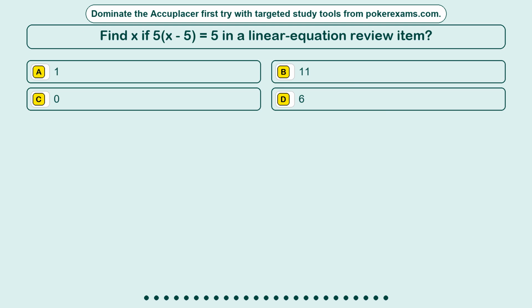Question 7. Find x if 5(x - 5) equals 5 in a linear equation review item. Option A, 1. Option B, 11. Option C, 0. Option D, 6.